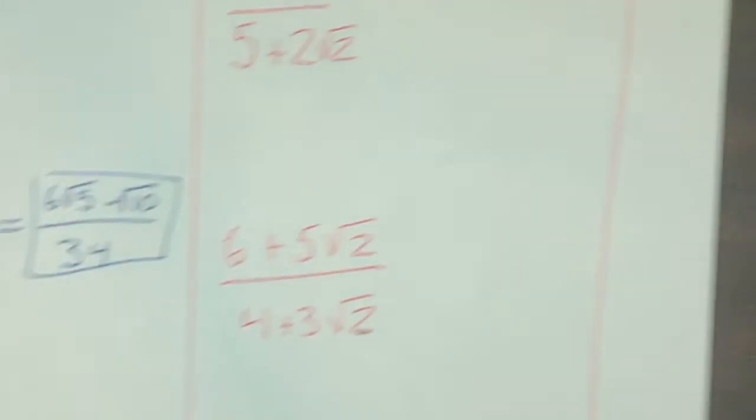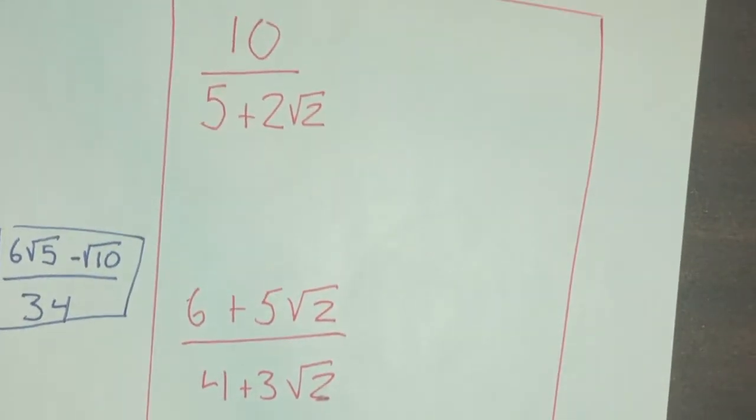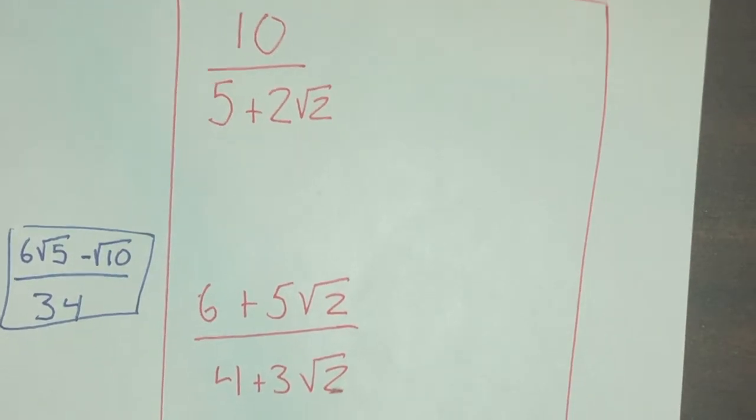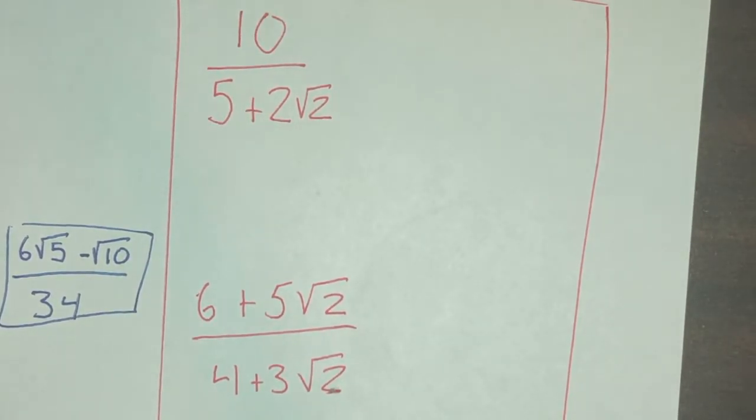All right, time for a little you try. So I've got 2 right here. Okay, so I've got 10 over 5 plus 2 root 2. I've got 6 plus 5 root 2 over 4 plus 3 root 2. I want you to take a second, simplify, rationalize those denominators, okay? And then pause the video, rationalize them out, then unpause in a few seconds. Once you're done, I'll show you how to do them.